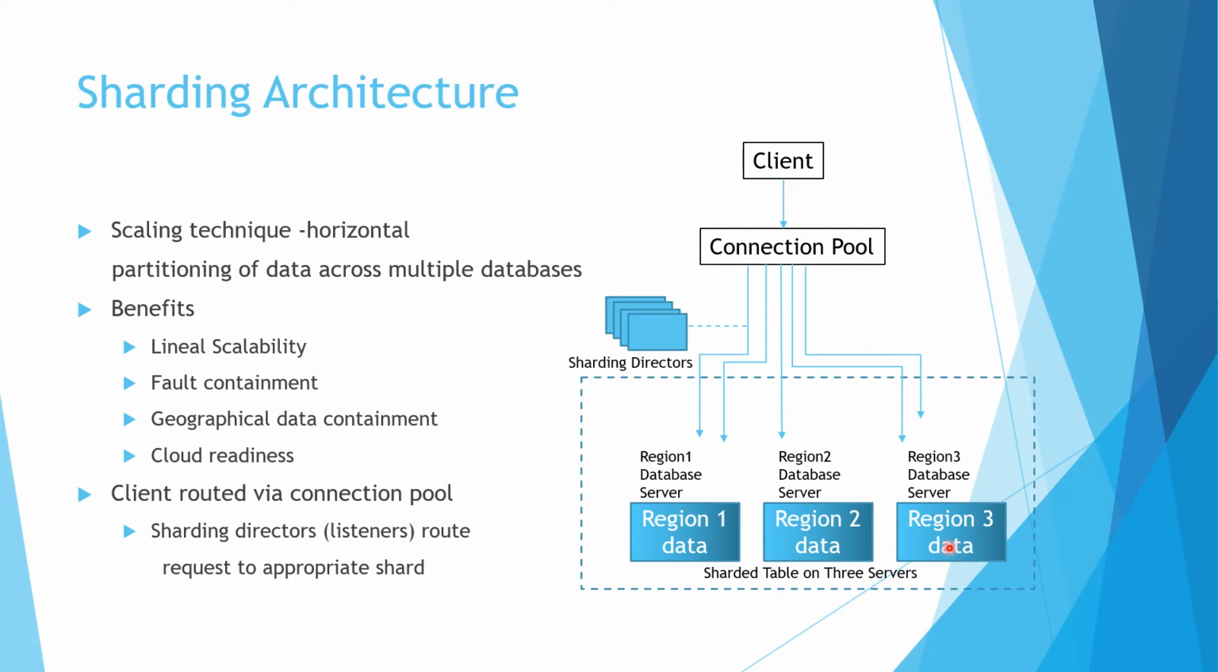Client requests are routed through a connection pool. The connection pool contacts one of the sharding directors or network listeners. The listener directs the client request to the appropriate shard.